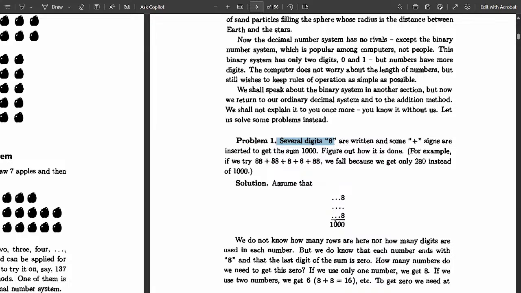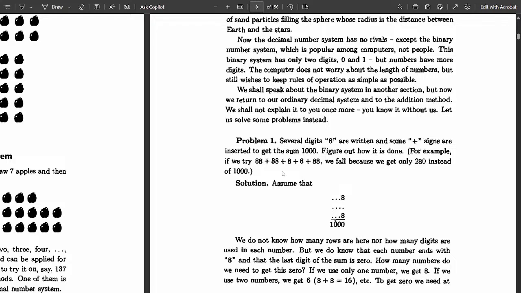Several 8s are written and some plus signs are inserted to get the sum 1000. Figure out how it is done. For example, if we try 88 plus 88 plus 8 plus 8 plus 88, we get 1000.